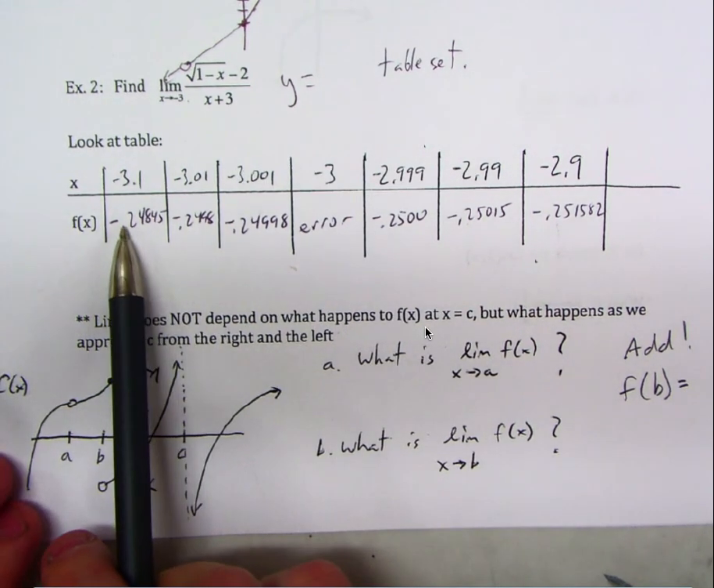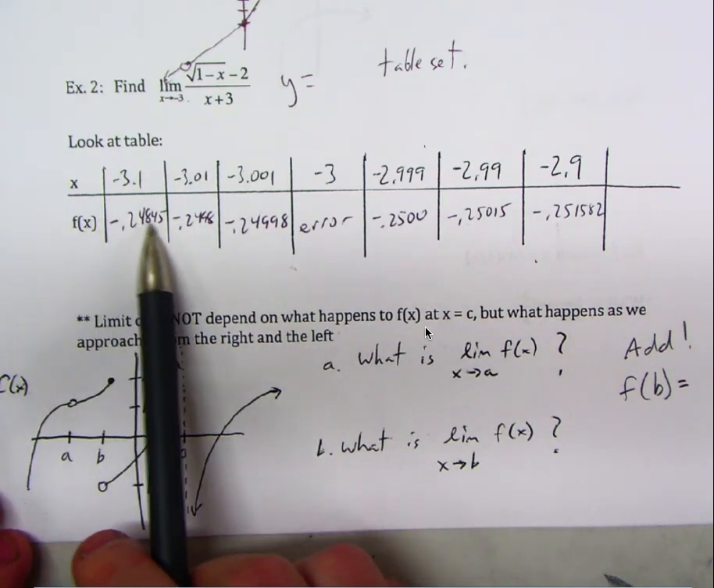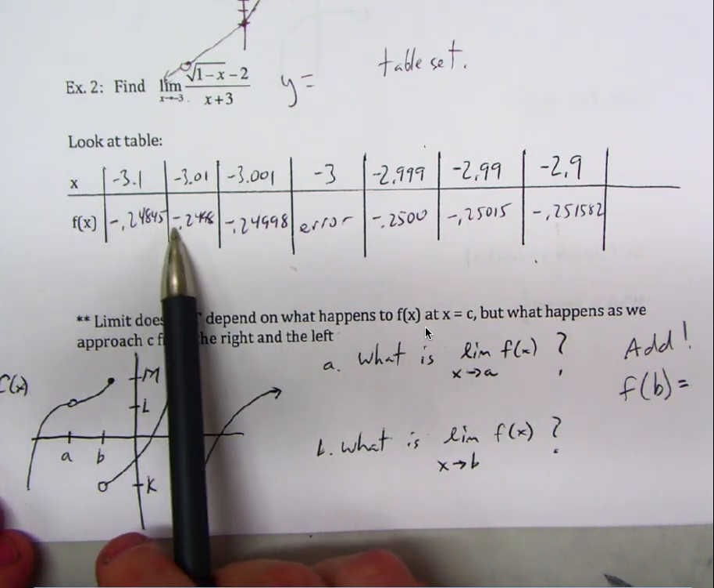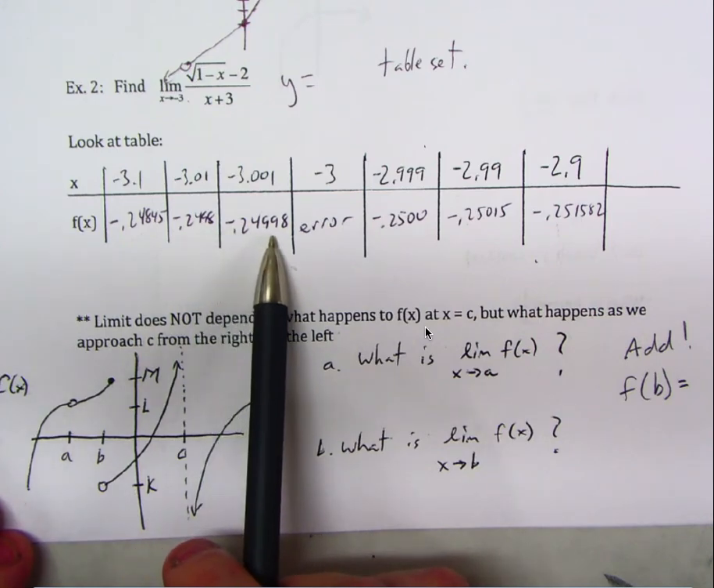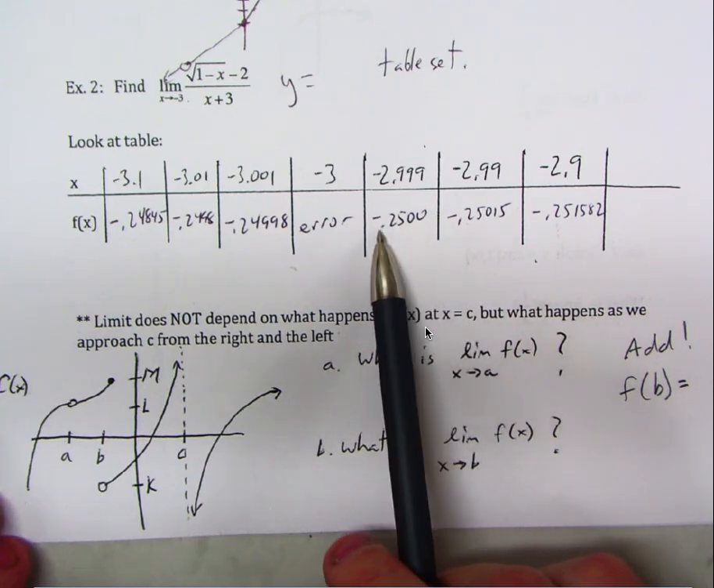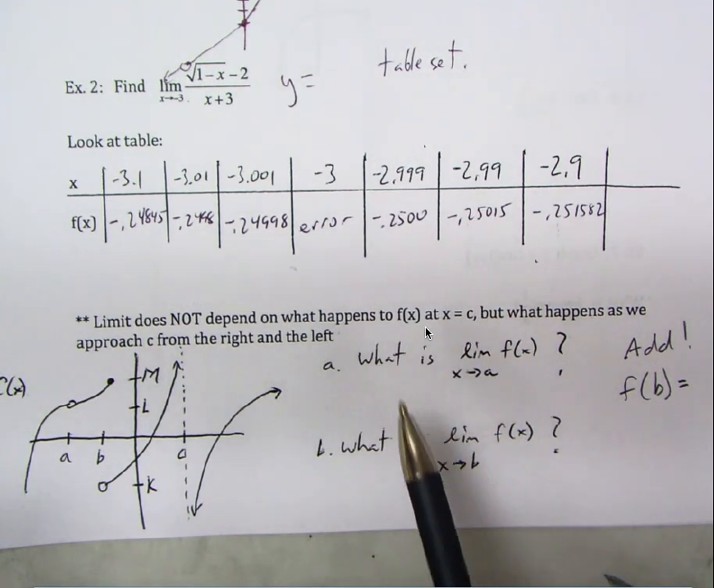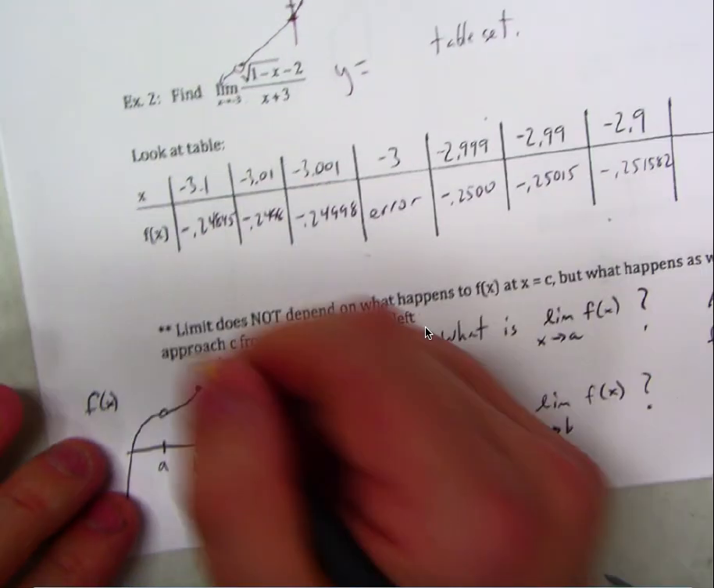And if I look here, as x approaches negative 3 from the left, we're getting really close to about negative 0.25. And as we approach negative 3 from the right, we're getting really close to about negative 0.25. In fact, we got there on this side. Here's our notation, okay?